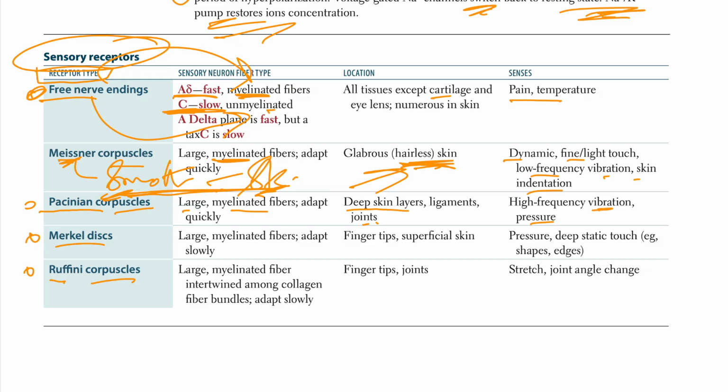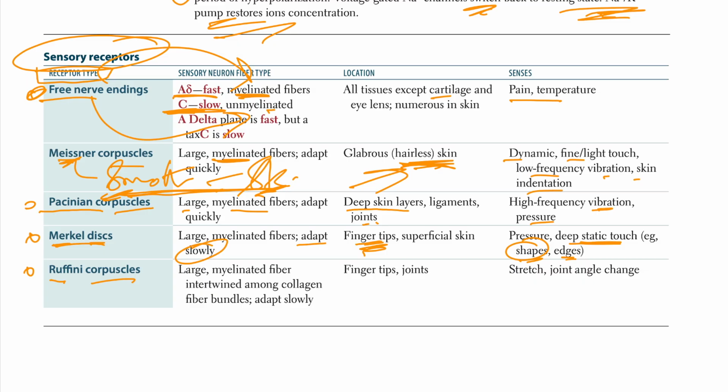Then you have the Merkel disc. Merkel discs adapt slowly. They're present in the fingertips and superficial skin. They sense pressure, deep static touch, shapes, and edges. You can close your eyes and hold an object which has some shape, and you can tell it's circular or rectangular without even looking, because of these Merkel discs at the fingertips.